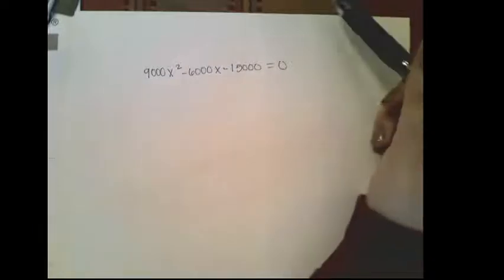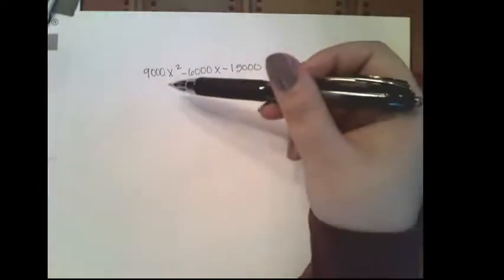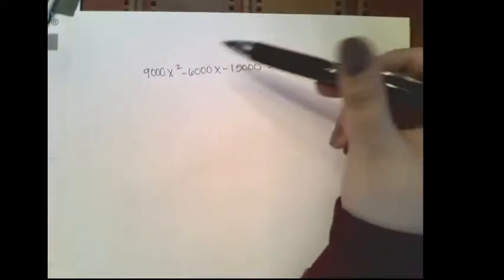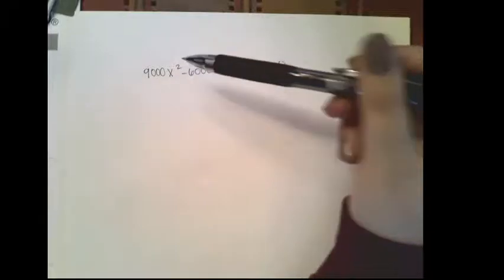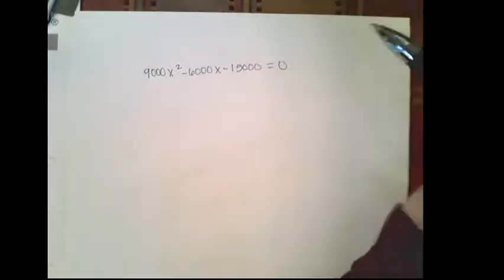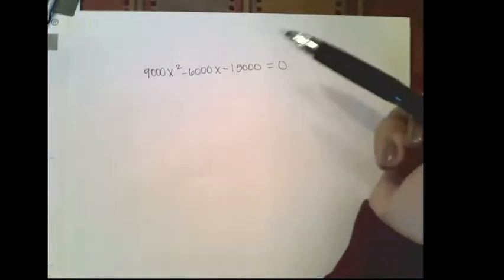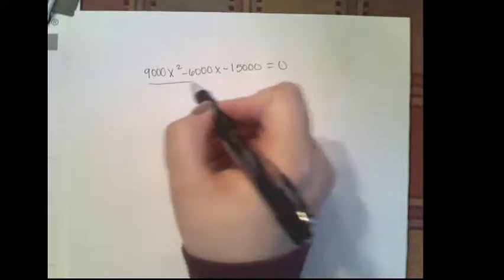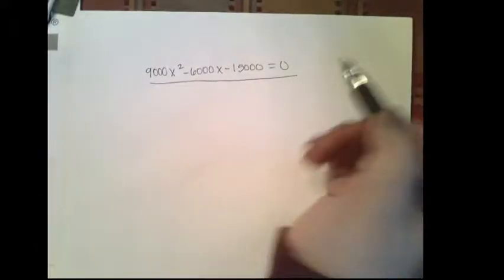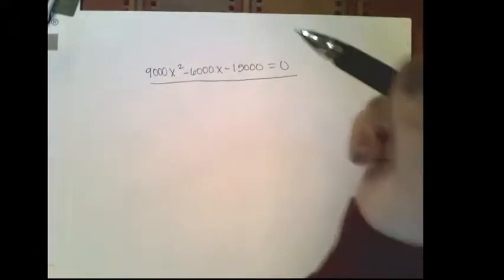So right off the bat, I notice all of these zeros. The second thing I notice is an x squared. So I know that this is a quadratic equation. But those are some really big numbers. So I want to get rid of them. Make them smaller, make them nicer to work with. And I do that by dividing.